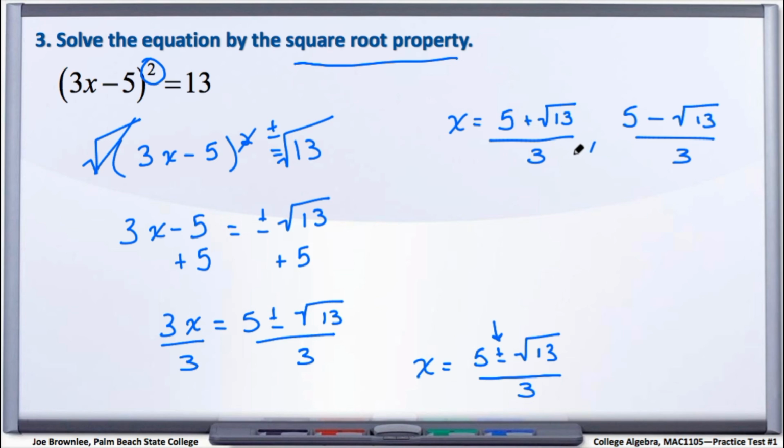I'm not sure what the answer key has on this test. I don't have it in front of me, but just be aware that either one of these two would be acceptable. And so there we have it. Number 3, x equals 5 plus and minus radical 13 over 3.